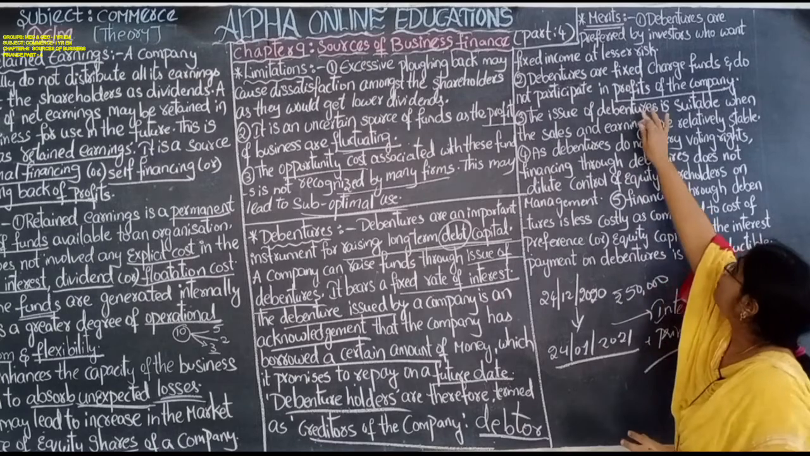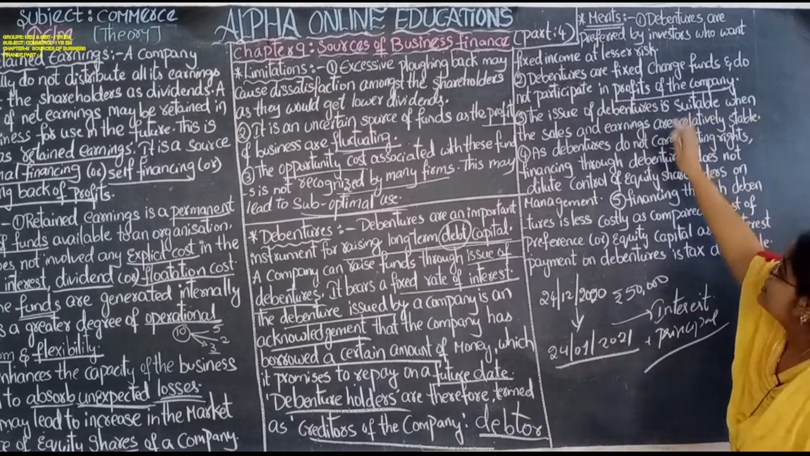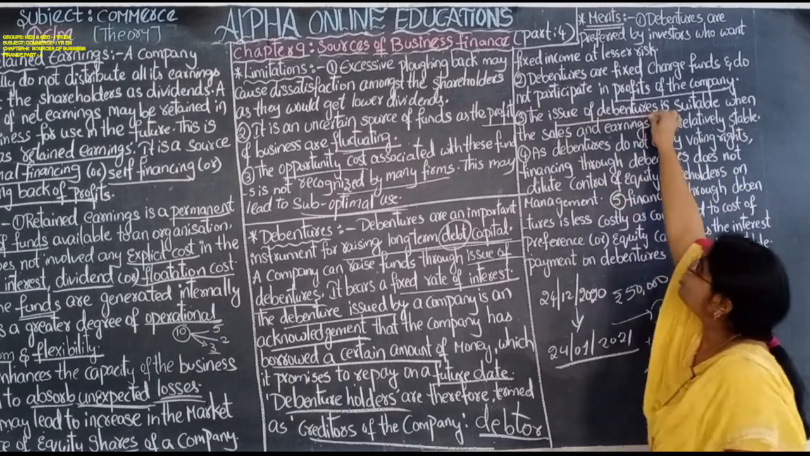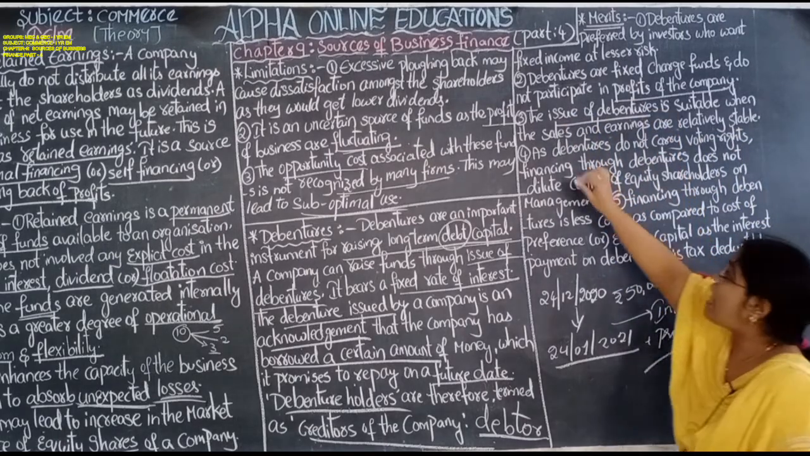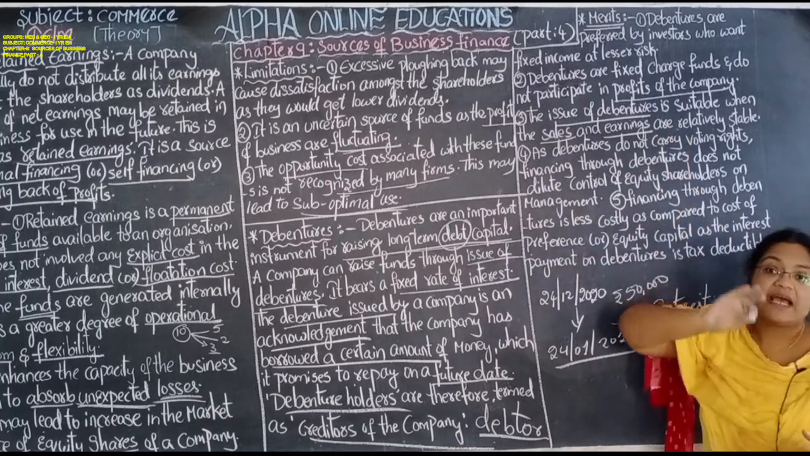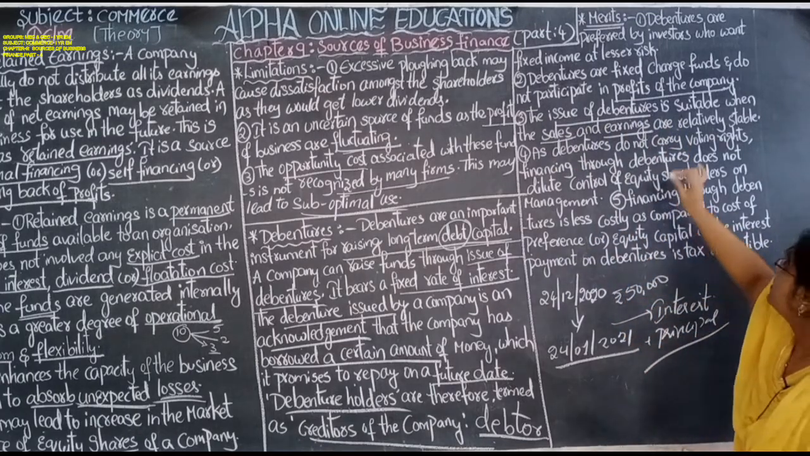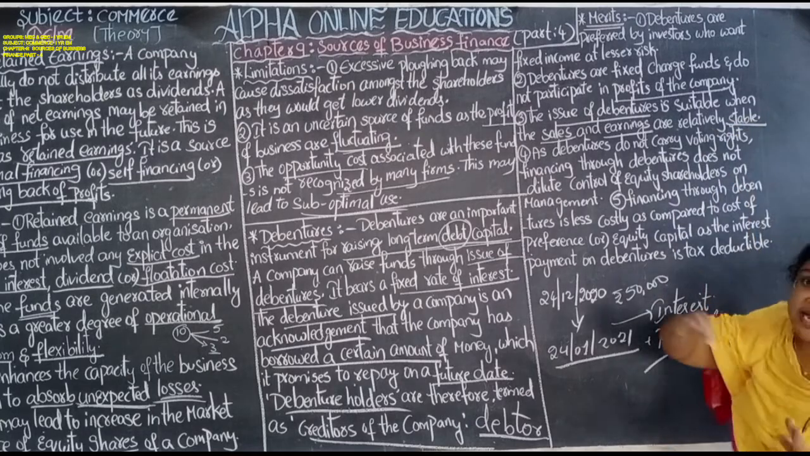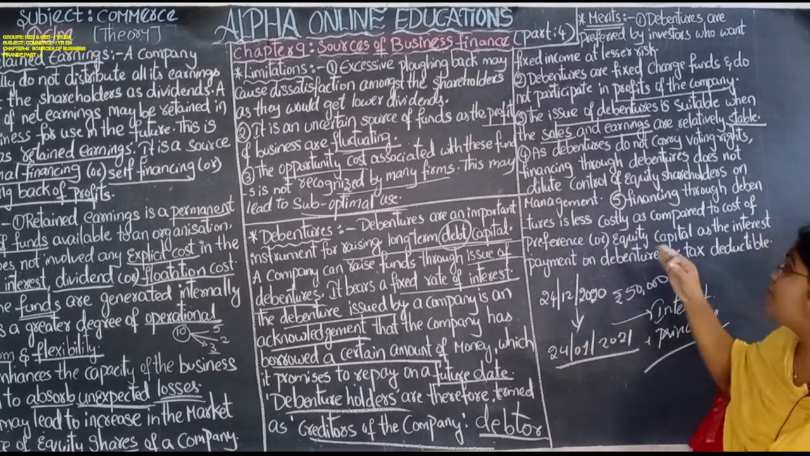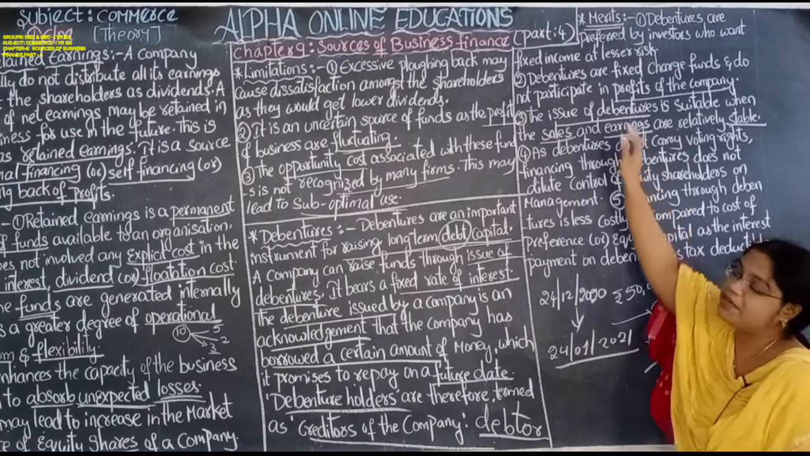The issue of debentures is suitable when sales and earnings are relatively stable. So when we have to issue debentures, our sales and earnings, means income, is stable, means it is constant. When sales are very good and we are getting good profits, then we have to issue the debentures.